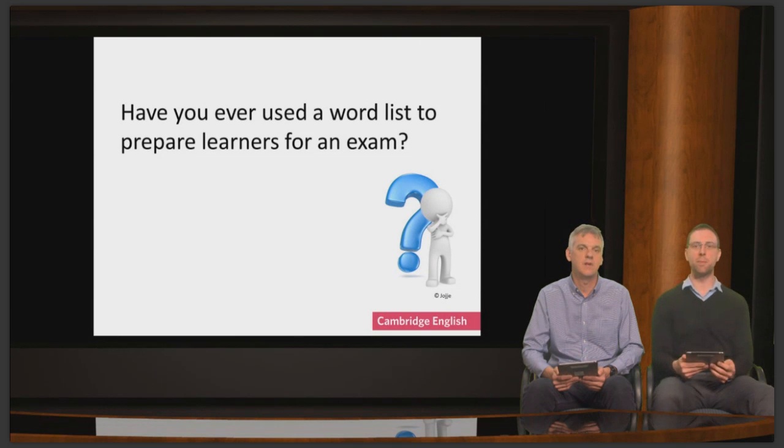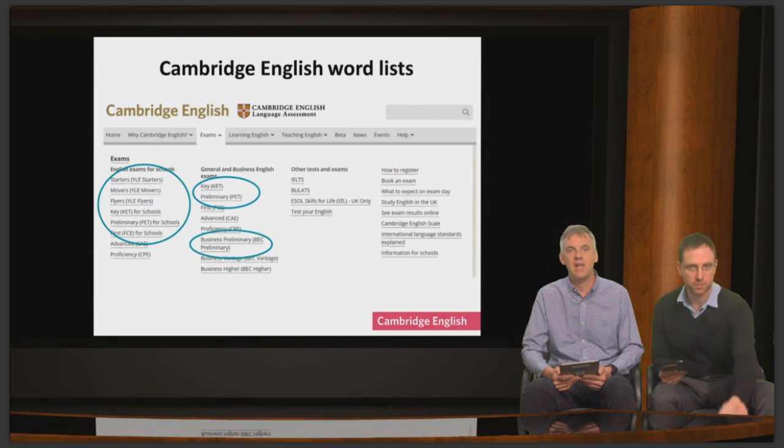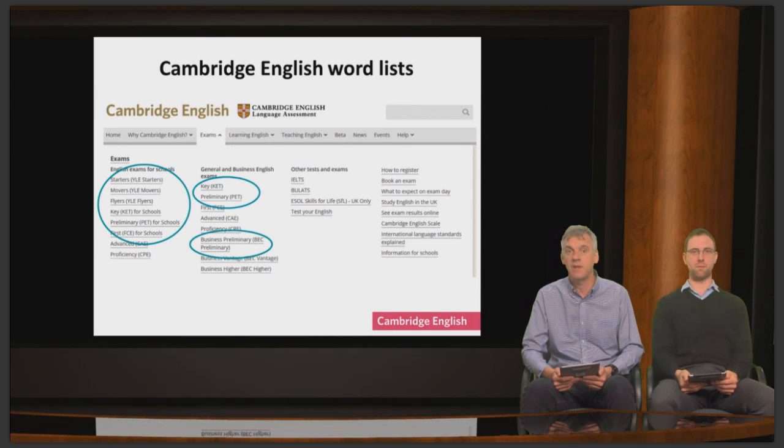Excellent. So do remember, the word list is a really useful starting point, and it's well worth finding it on the Cambridge English website. There are word lists for all of the Cambridge English exams at levels up to and including B1, including Cambridge English Business Preliminary, as well as the general English exams for adults and schools, and all the exams for young learners, Cambridge English Starters, Movers, and Flyers.